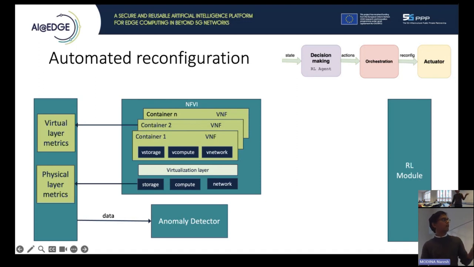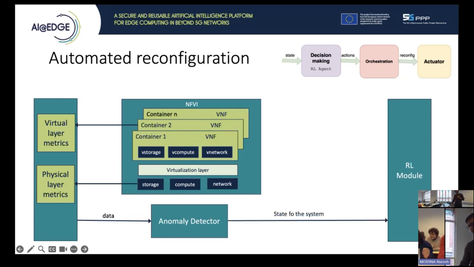Once we have the anomaly detector, in the case of anomaly or even in the case of normal behavior, the state of the system will be presented to the reinforcement learning module. In this module, we have an RL agent which will look at this state of the system and propose some actions. At the beginning, we start with a random policy, in the sense that we randomly select some actions and then try to reinforce based on the reward that we obtain for selecting each action.